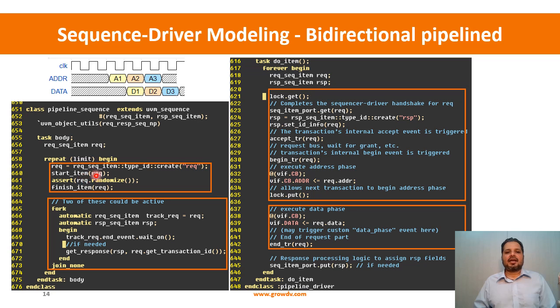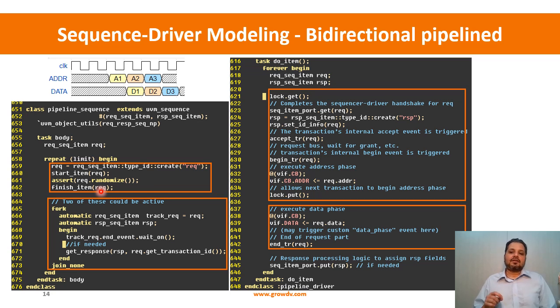So we create the particular request, and then we call the start item. When we call the start item, whoever had gotten unlocked, his get will unblock this start item. He will randomize and call finish item. The get, as you know, does get next item as well as item done, so now the finish item will get unblocked.